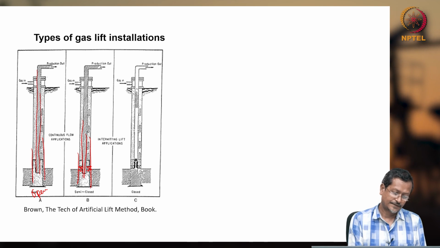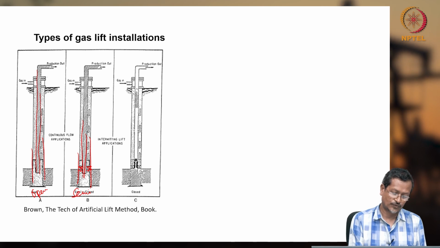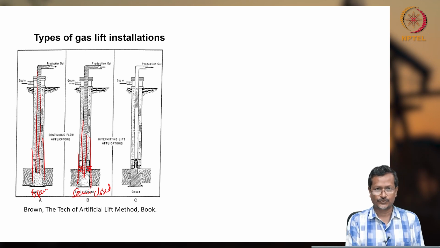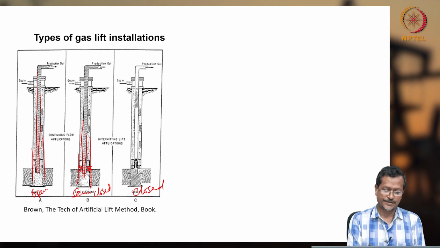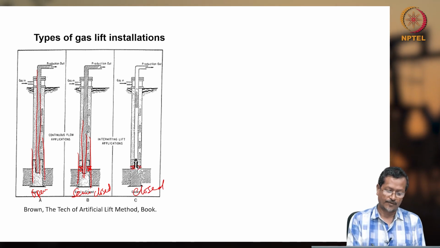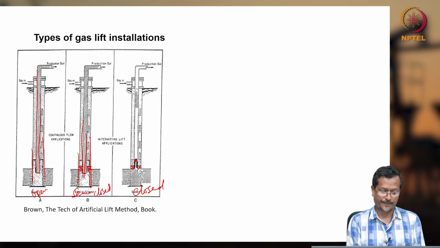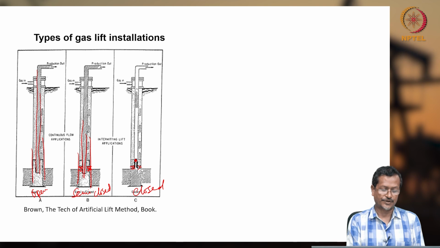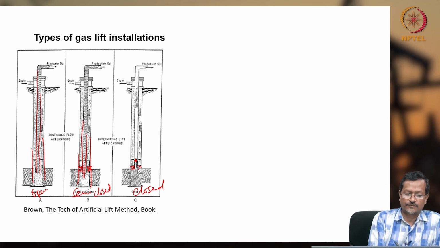But in the semi-closed case, you have one packer. And in the closed case, you have a packer plus one valve also, so that backflow, reverse flow to the reservoir is not possible. But in the open type of installation, if you are injecting a very high amount of gas, that can go back to your reservoir also. So continuous flow application is possible for open and semi-open.